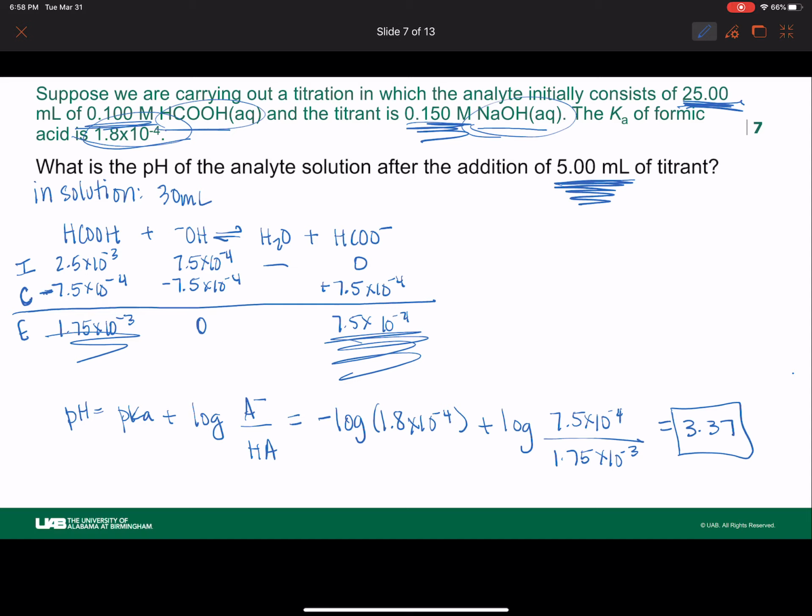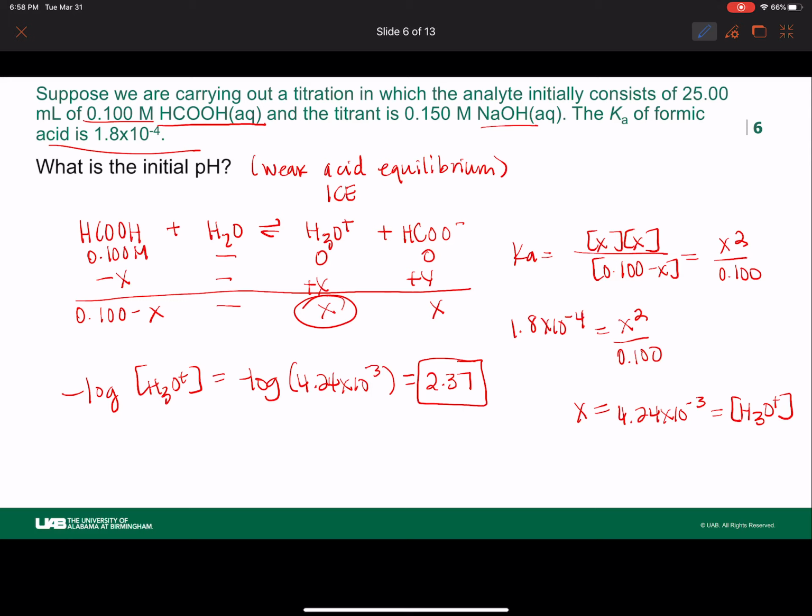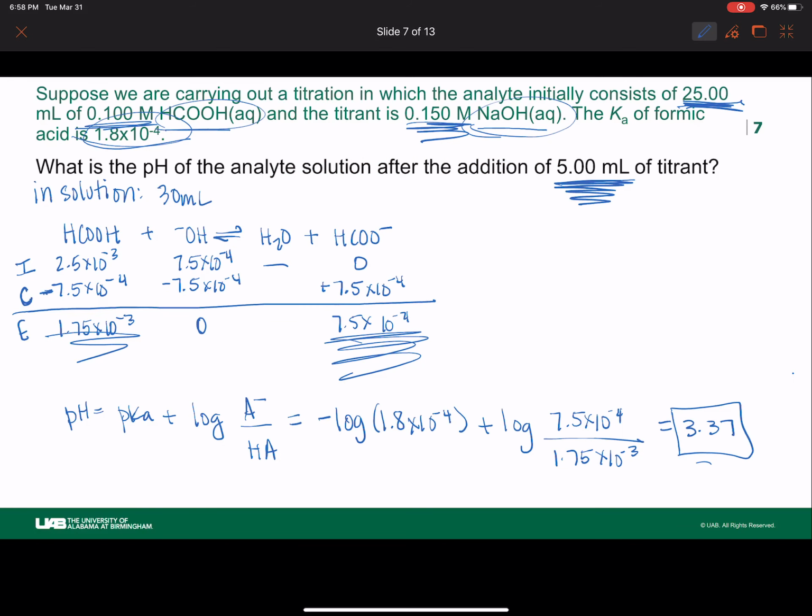Now I have added strong base to a weak acid, so I should go up in pH. I should still be acidic though, because I'm in the buffer region, and if I look compared to my original pH, I am more basic, but I'm still in the acidic region because it is acting as a buffer. So this looks like a perfectly reasonable pH.